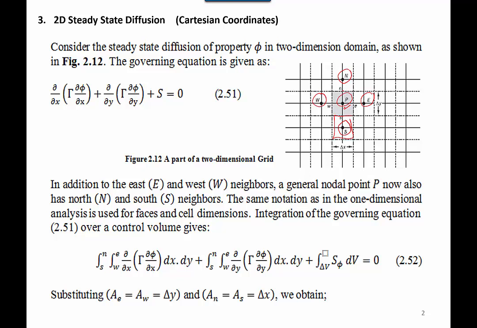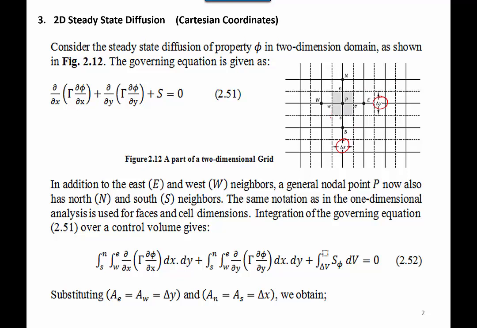And we will also add other symbols: small n for the interface between the north control volume and our control volume P, and small s for the interface between the south control volume and the control volume P. The width of our control volume will be delta x, and the height of our control volume will be delta y.